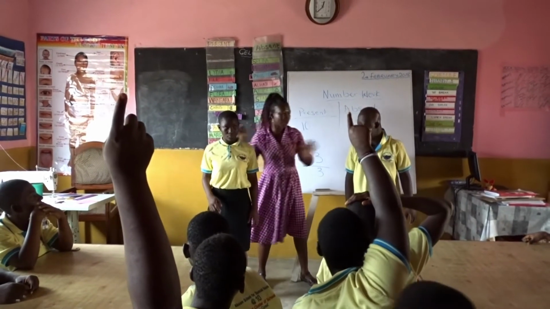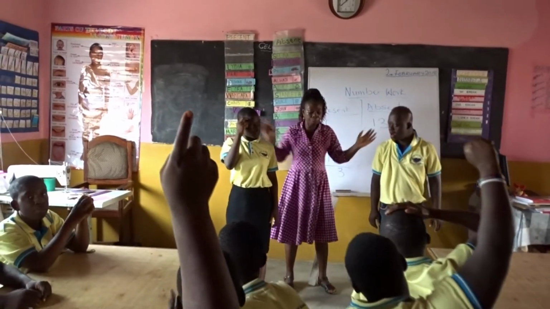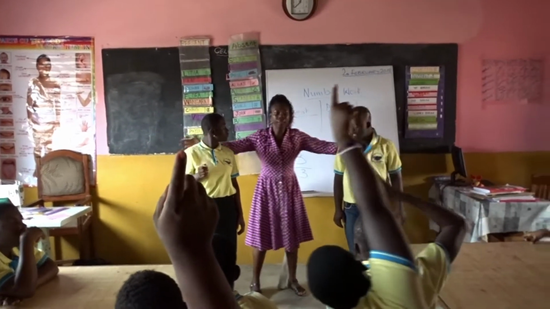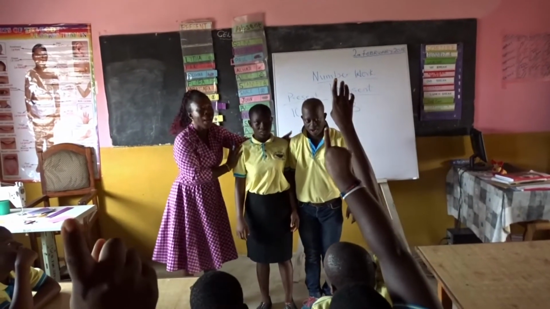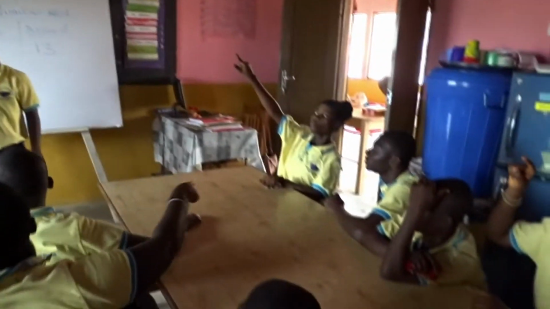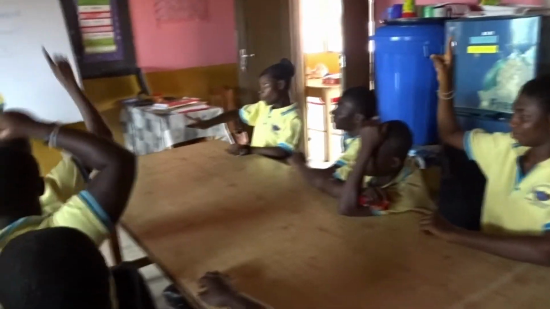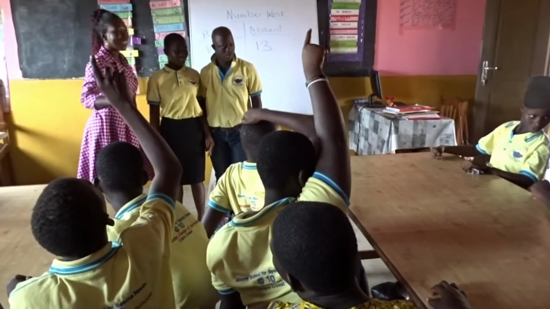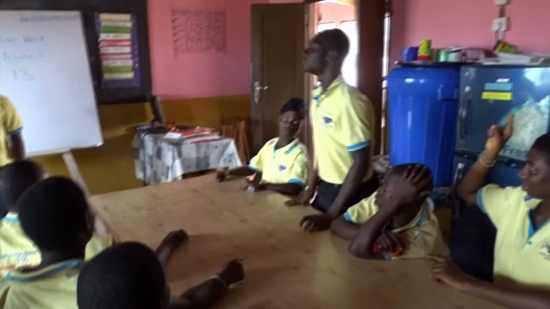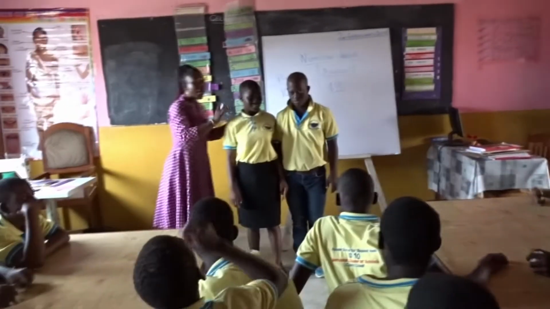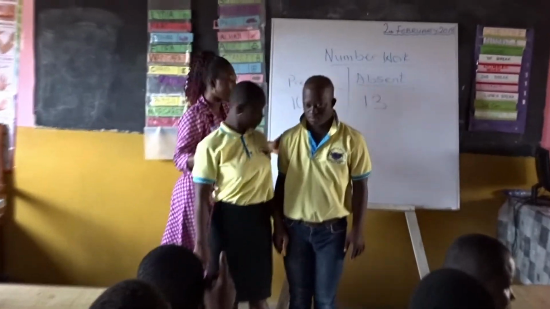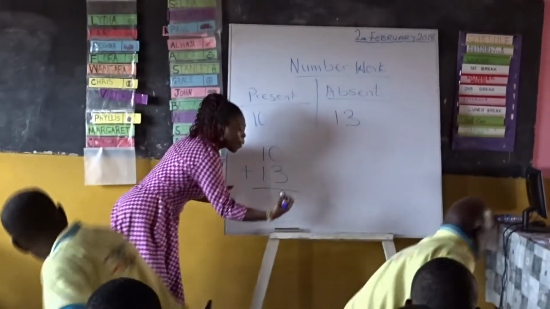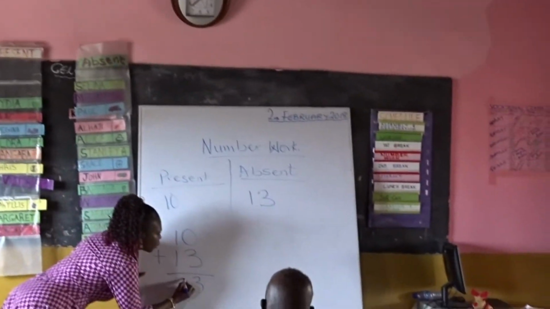This is 1. This is 1. So when we put 1 and 1 together, we get 2. So 1 and 1 put together, you get 2. So what am I writing here? 2.